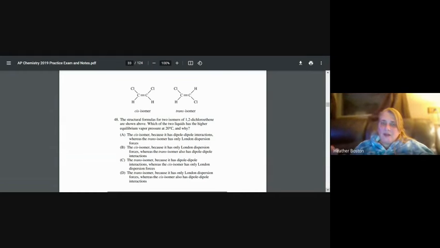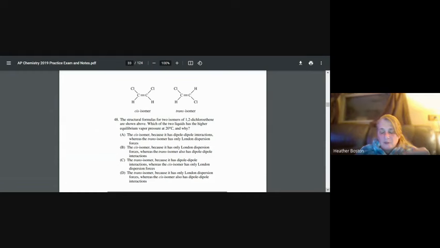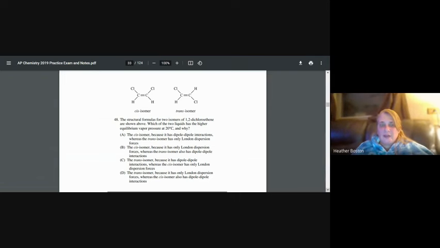So basically they're asking you, do you know that a higher vapor pressure comes from the weaker intermolecular forces? So the stronger the intermolecular forces, the lower the vapor pressure, and the weaker the intermolecular forces, the higher the vapor pressure, the more likely it is to be able to escape from the liquid phase.